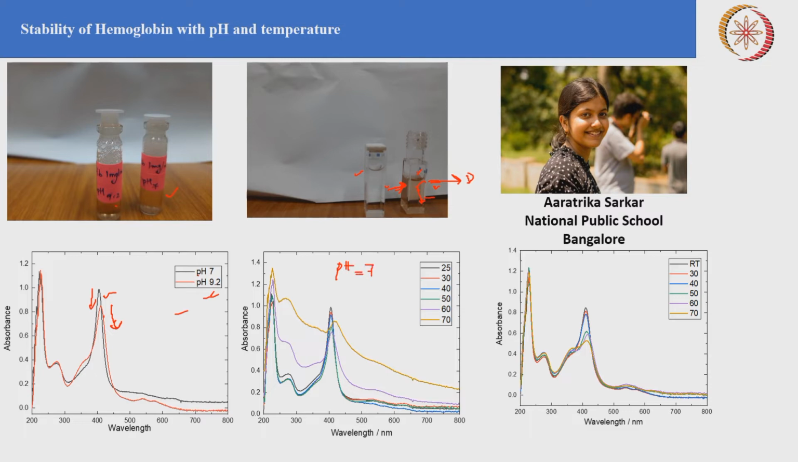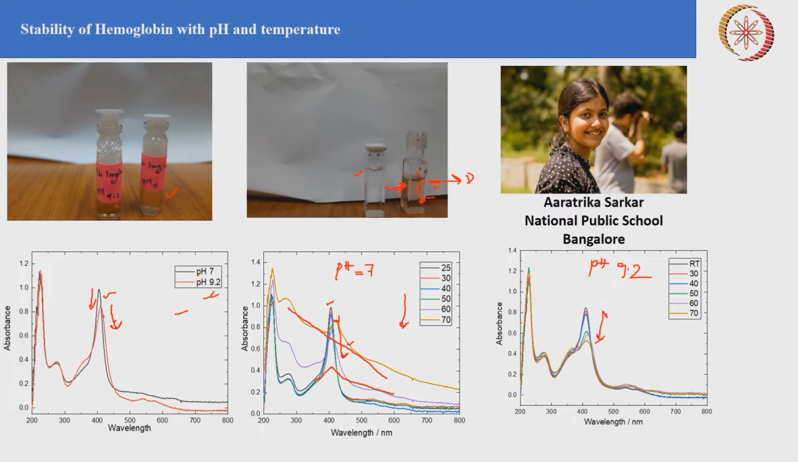Here you can see this is for pH 7, with temperature. The black one is room temperature, and as the temperature is increasing, the intensity of your absorbance spectra is also increasing. This one is non-background subtracted. If you do background subtraction, it will come maybe here, something like this. At that time you can see the absorbance is decreasing, which indicates that your protein stability is decreasing.